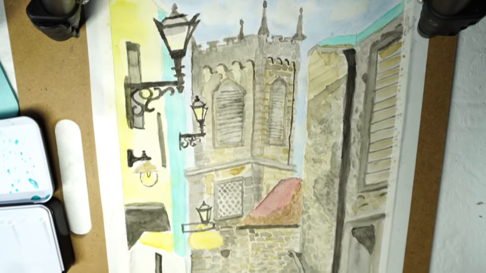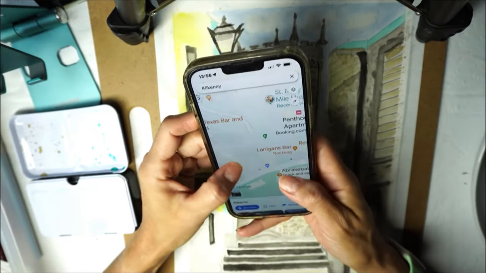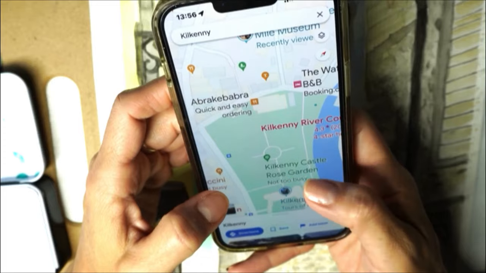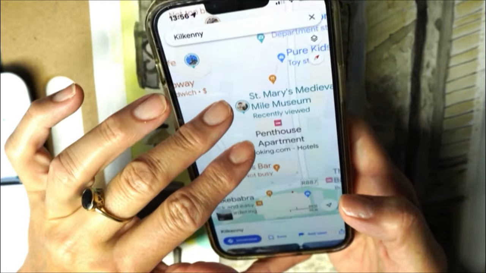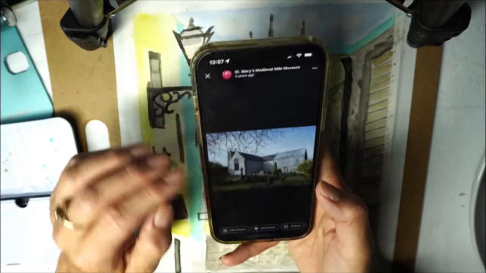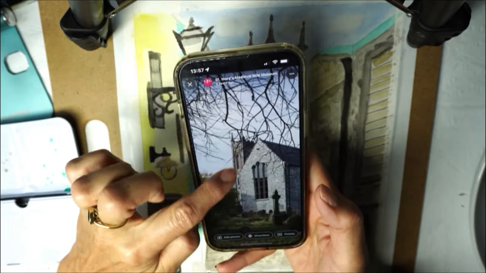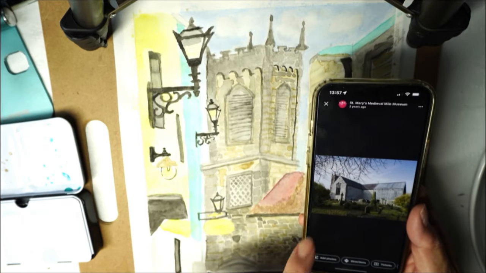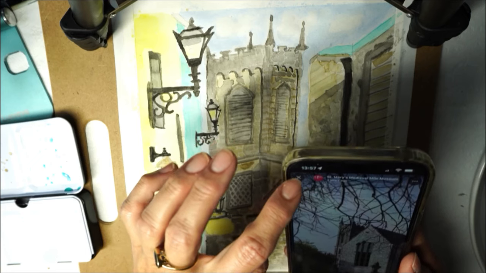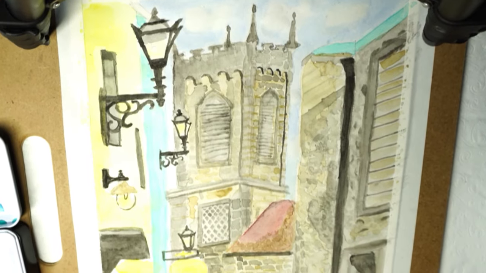I'm gonna find out the name of this church so I can put it in the comments below. Okay, so if you're looking at Kilkenny, here's the castle and rose garden. Right here is this St. Mary's Lane. So I believe this is St. Mary's Church. Yeah, so there is another view of the tower that I painted right here. Oh gosh, I keep doing that. Okay, so it is St. Mary's Medieval Mile Museum. Is what it is now. And this is St. Mary's Lane.